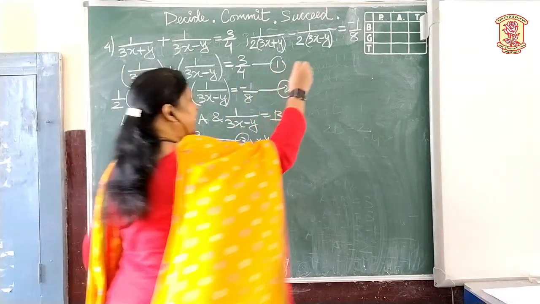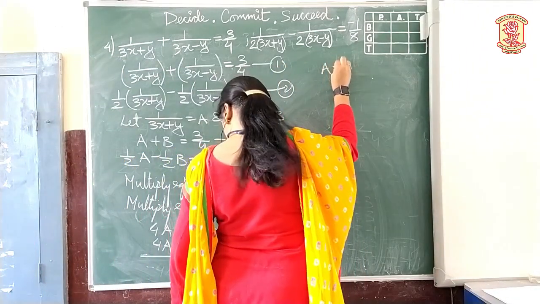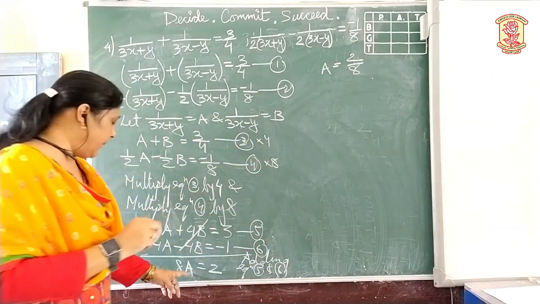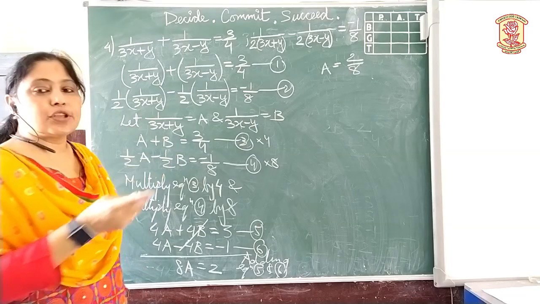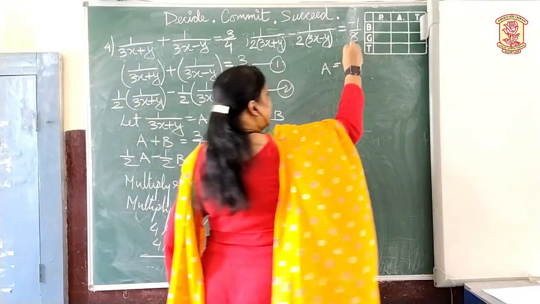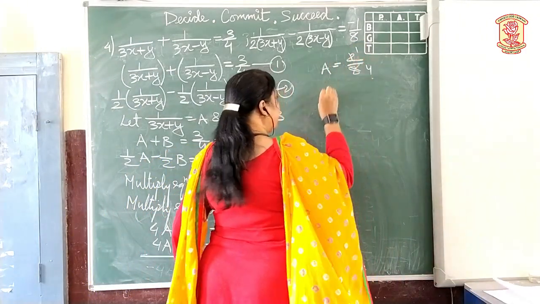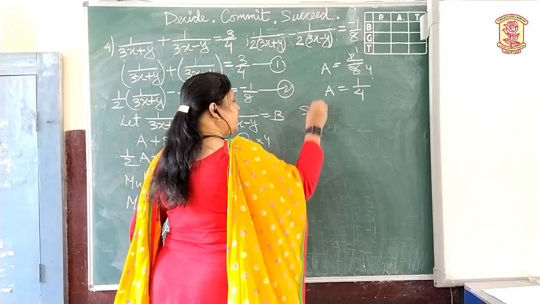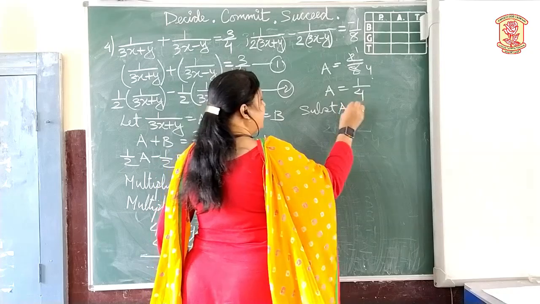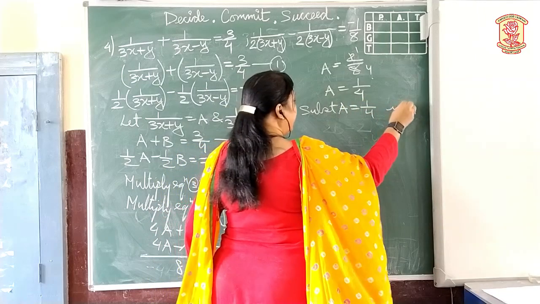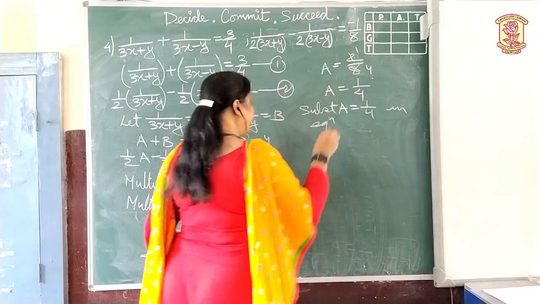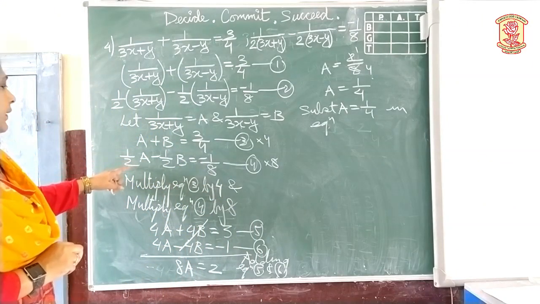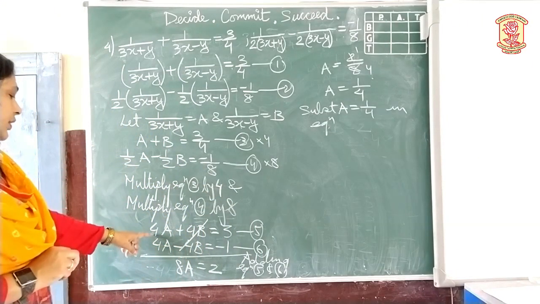So what will be the value of a? The value of a will be 2 upon 8. A is multiplied by 8, so when 8 goes to the other side it will be divided. So 2 ones are, 2 fours are. The value of a is 1 upon 4. Substitute a equals 1 upon 4 in an equation. Now for this, which one is going to be the simpler one here? We'll take this fifth equation.